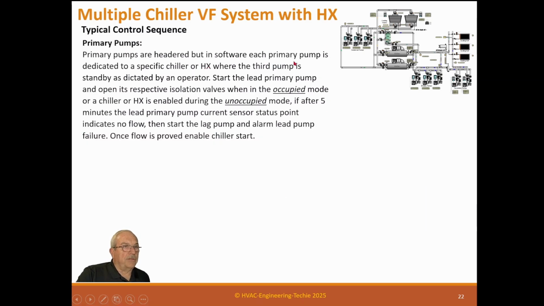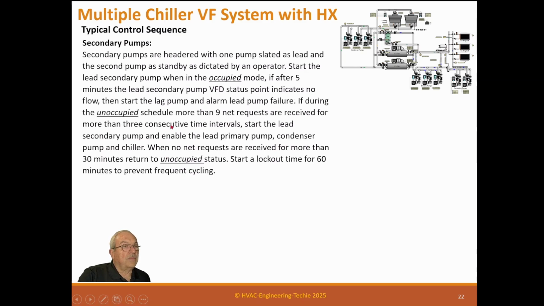Primary pumps are headered in software. Each pump is dedicated to a specific chiller or heat exchanger, with the third pump as standby as dictated by an operator. Start the lead primary pump and open its respective isolation valves when in the occupied mode, or when a chiller or heat exchanger is enabled during the unoccupied mode. If after 5 minutes the lead primary pump current sensor status point indicates no flow, then start the lag pump and alarm lead pump failure. Once flow is proved, allow a chiller to start.